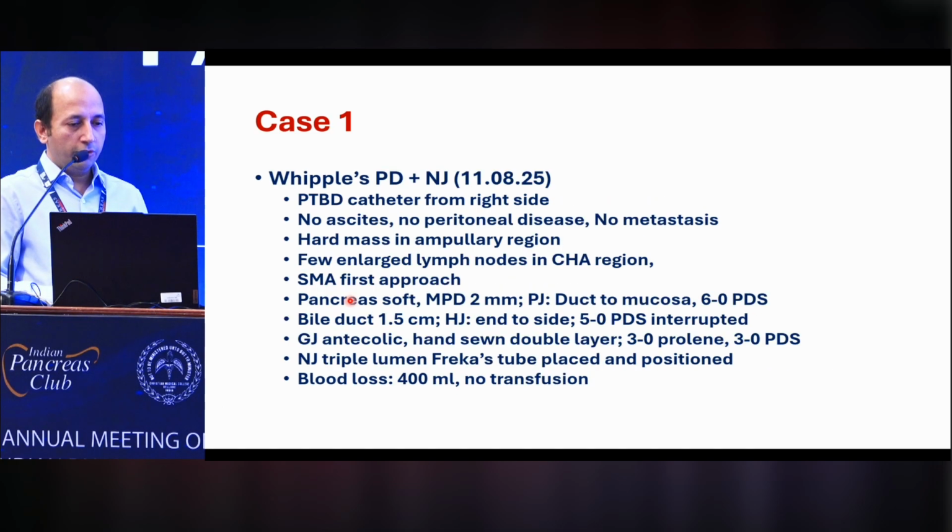LFT and CBC all normalized. So we did the pancreaticoduodenectomy around 3 weeks after biliary drainage, and intra-op there was a tumor in the periampullary region. A hard lymph node was there in the common hepatic artery region. Otherwise, the procedure was uneventful, with no need for any blood transfusion. MPD was around 2 mm and the bile duct was 1.5 centimeter.